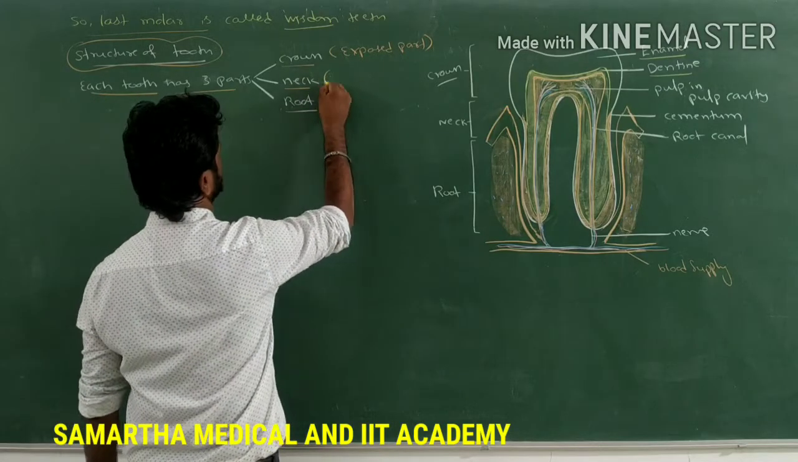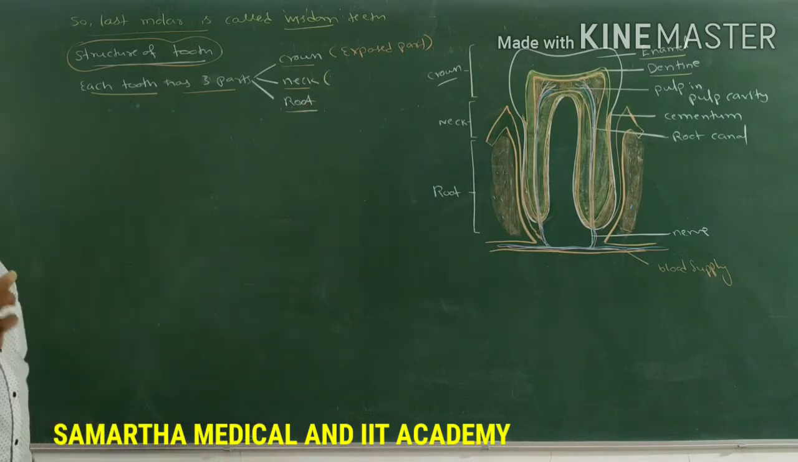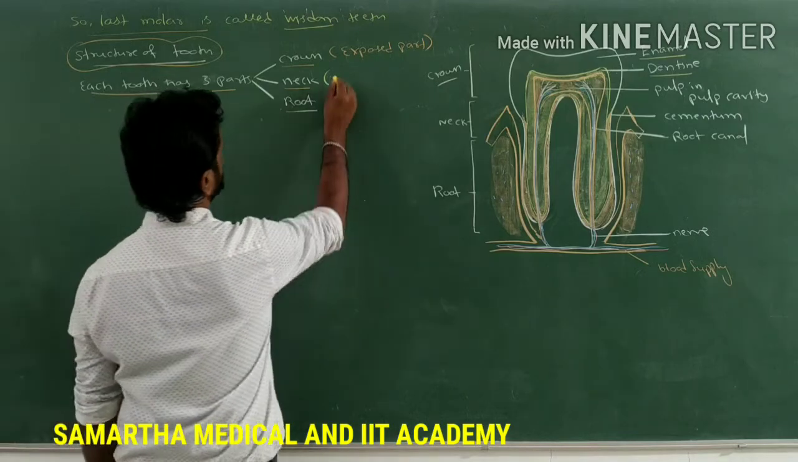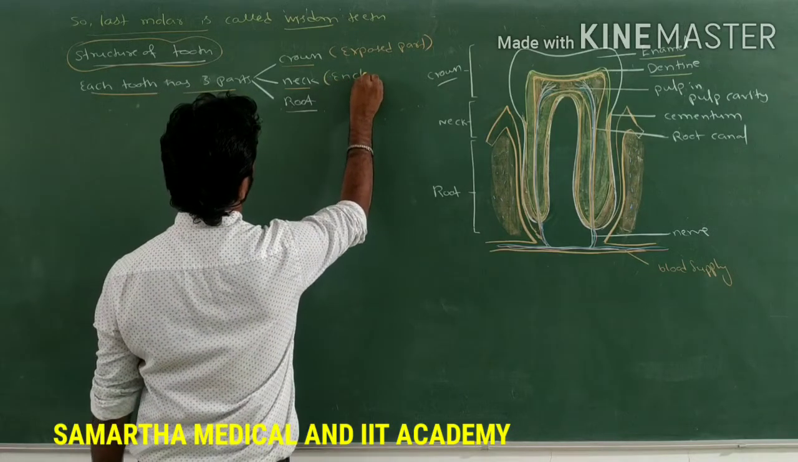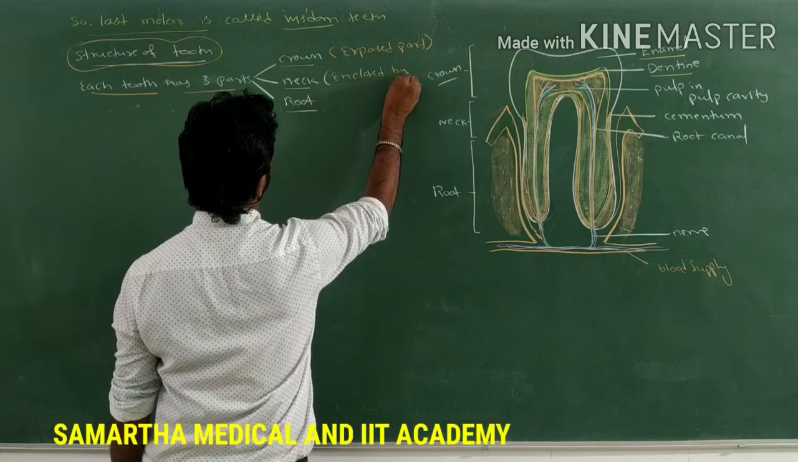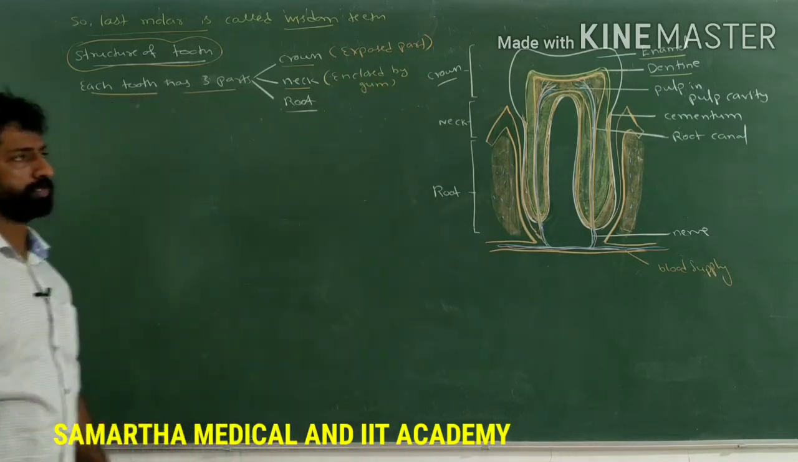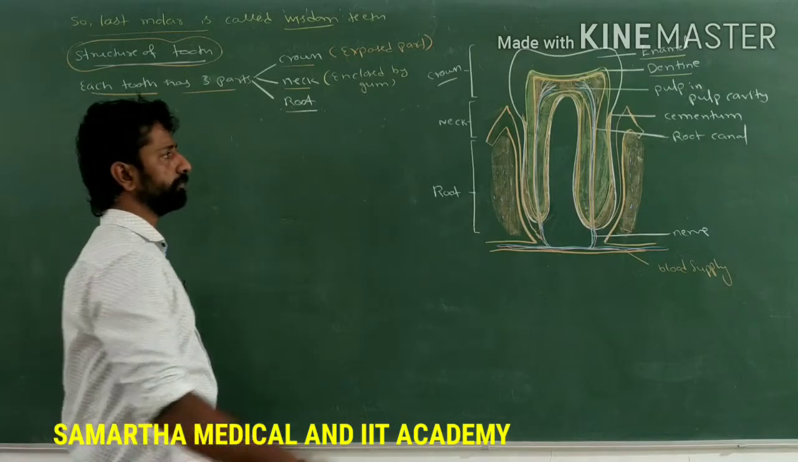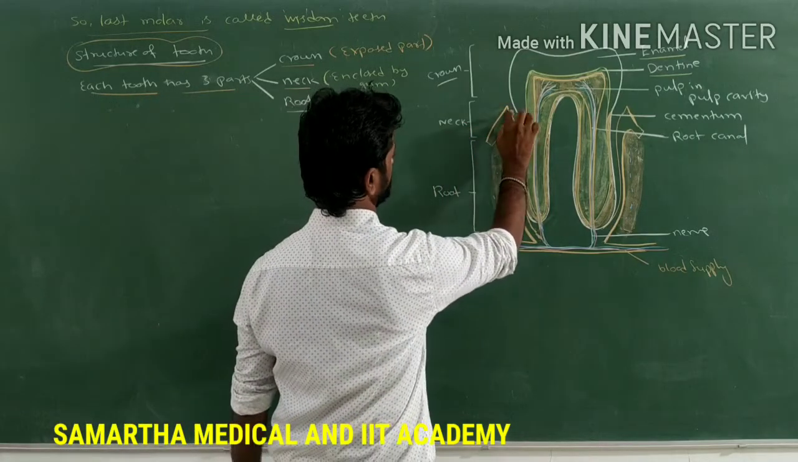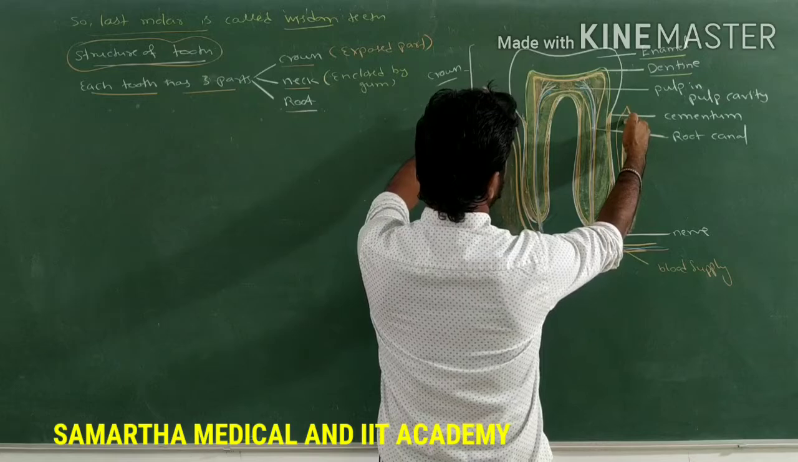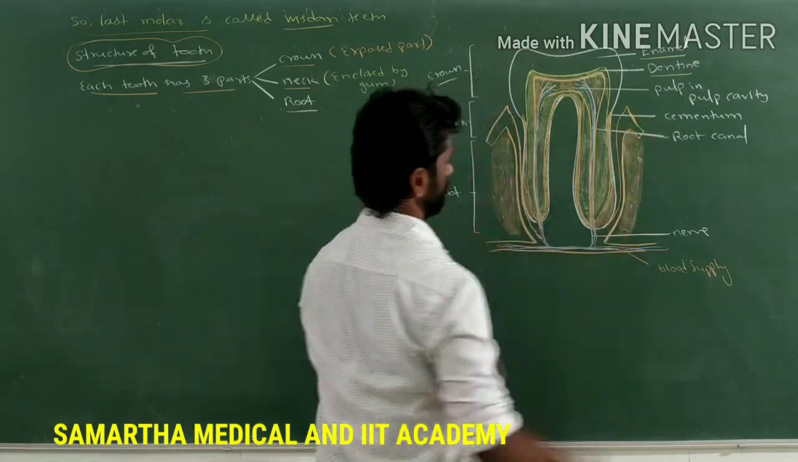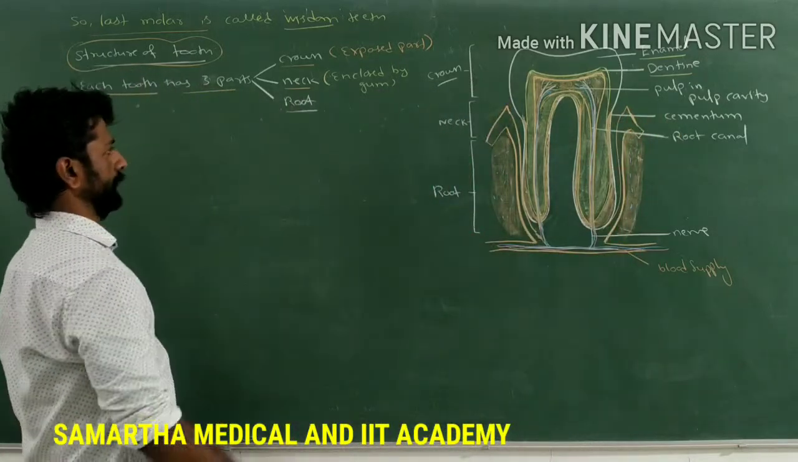Next, the neck is the part which is surrounded by or enclosed by gum. That is called as neck. So here the neck is covered by gum on either side. So it is called as neck.